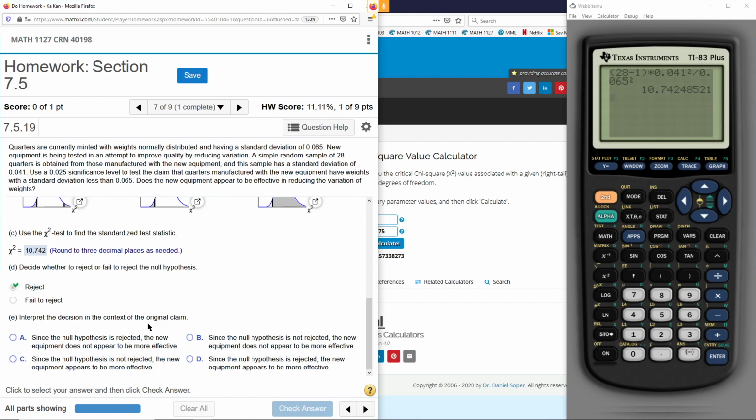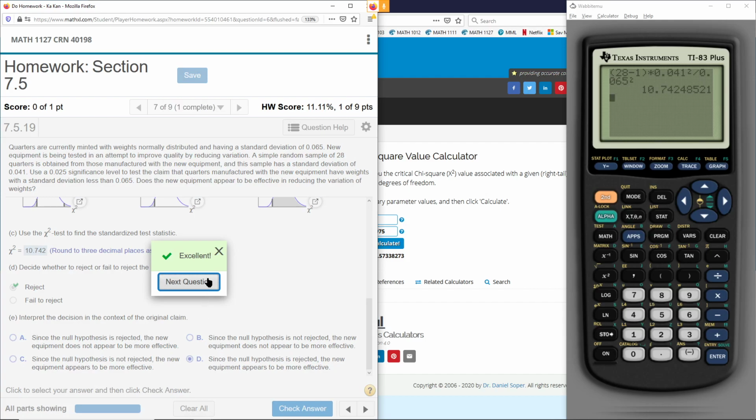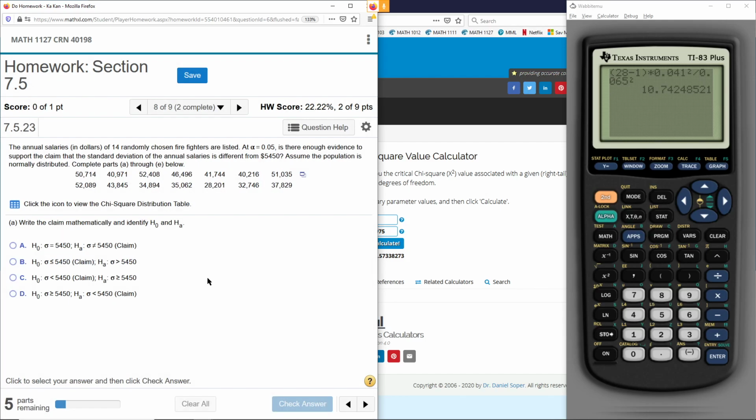So therefore, we are less than. If we are less than, then that's a good thing, because according to this problem, you want to reduce the variation. So therefore, since the null hypothesis is rejected, the new equipment appears to be more effective. I know the word problems are a bit crazy. The math is the same.